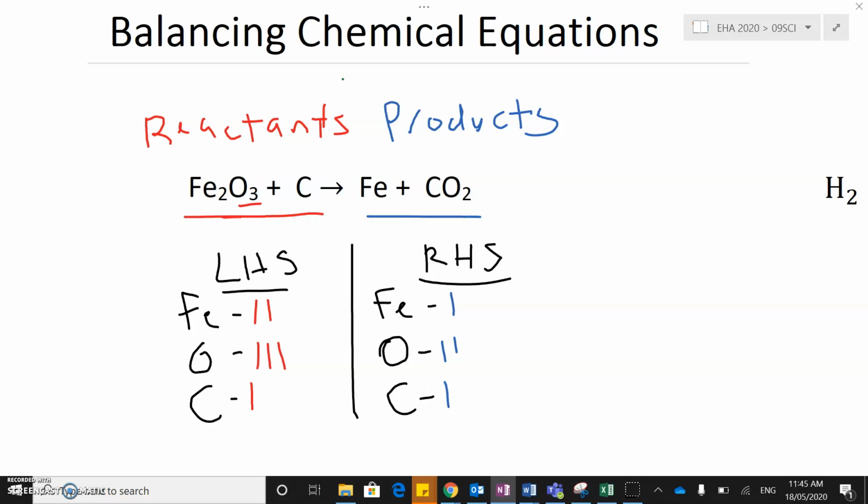Now, how am I going to tackle this? How am I going to fix these differences? Let's have a go at our iron first. On the left-hand side, we've got 2 iron, and only 1 on the right-hand side. So let's add a coefficient of 2 out the front here. Now I've got 2 iron on my right-hand side and 2 on my left, so we've balanced that. The next thing is my carbon. I've got the same amount of carbon on one side as the other. However, my oxygen is unbalanced.